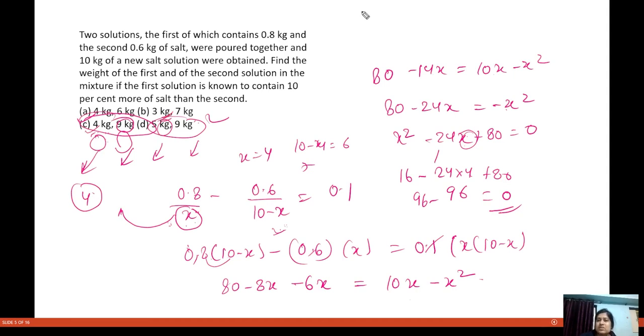Will this one satisfy? So let us see. This will become 9. This will become 24 into 3. I think this will become 72. And this will become 80. I hope this is correct. Yes. And this will become 89 minus 72, which is not equal to 0. So only this one is satisfying. So this is our answer.